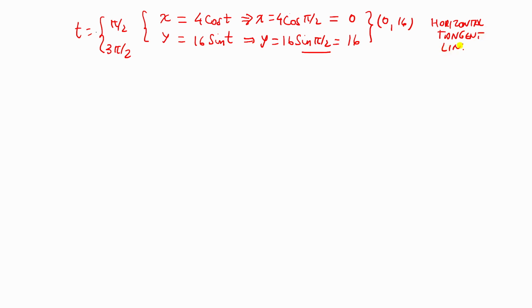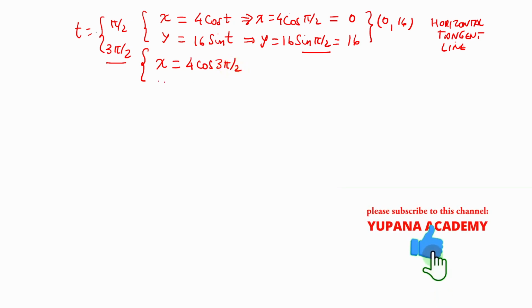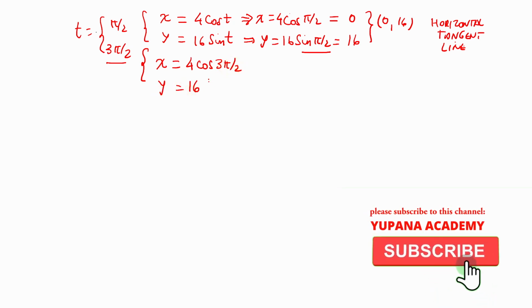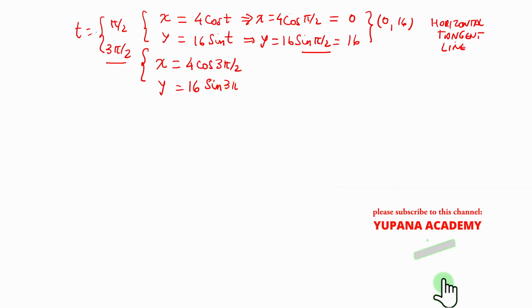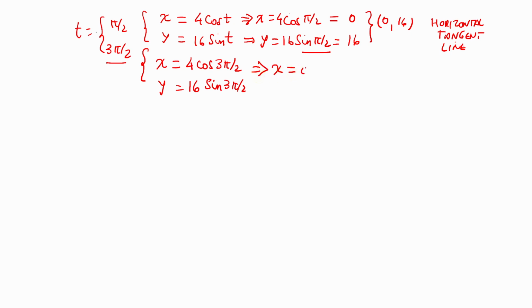Now let's find the second point. For t equals 3 pi over 2, we find x equals 4 cosine of 3 pi over 2, and y will be equal to 16 sine of 3 pi over 2. Cosine of 3 pi over 2 is 0, times 4 will be 0, so we have x equals 0. And then sine of 3 pi over 2 is negative 1, times 16 will be negative 16. So y will be negative 16.